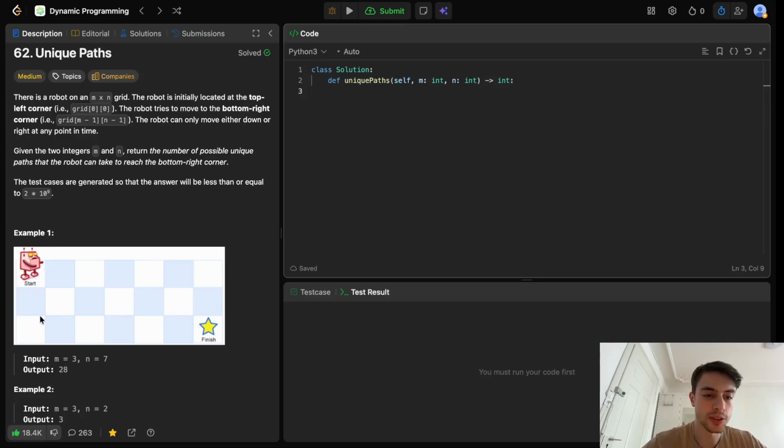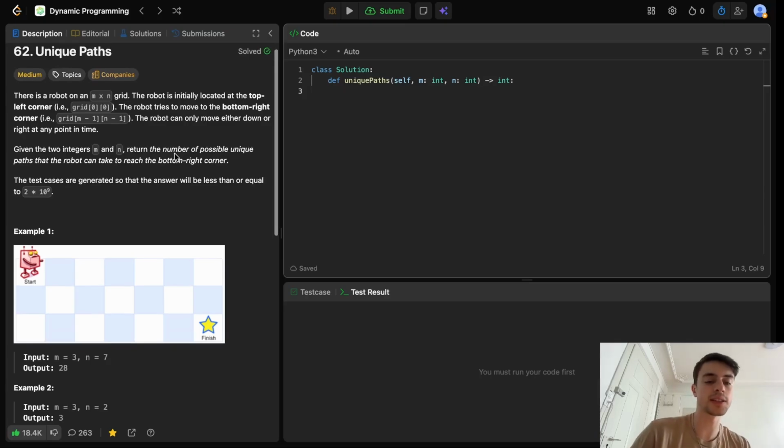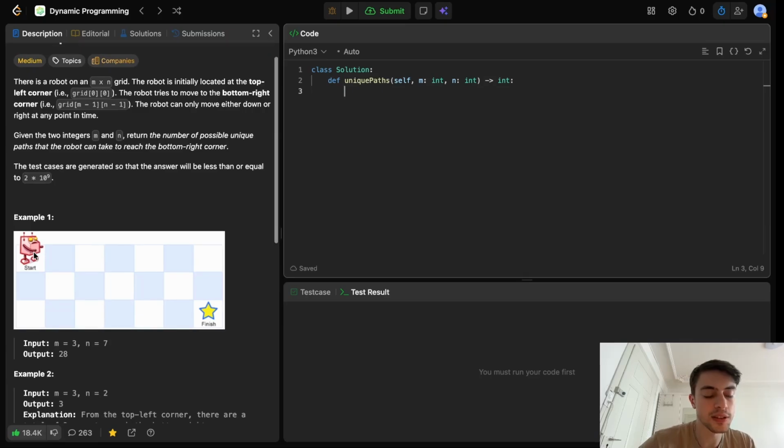Okay, so we can move here, here, here, here. Given the two integers m and n, return the number of possible unique paths that the robot can take to reach the bottom right corner. Interesting. This feels like a very mathematical problem. The test cases are generated so that the answer will be less than or equal to 2 times 10 to the 9th.